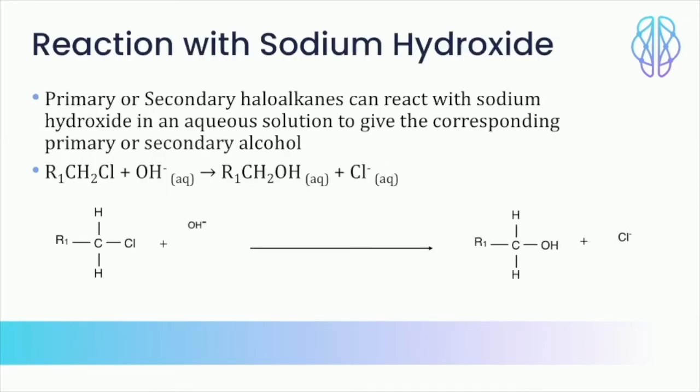So the first reaction we have is a reaction with sodium hydroxide. Primary and secondary haloalkanes will react with sodium hydroxide in an aqueous solution to give the corresponding primary or secondary alcohol. Now I've got a general formula for the reaction below, but we'll go over it more diagrammatically below. So with sodium hydroxide, you have sodium.